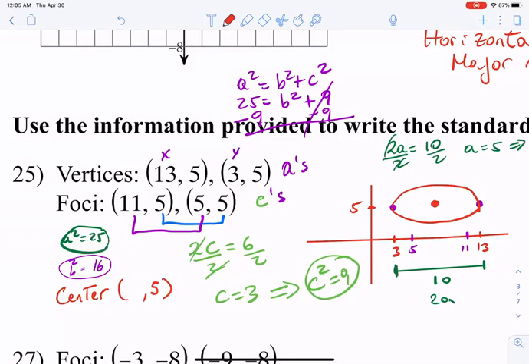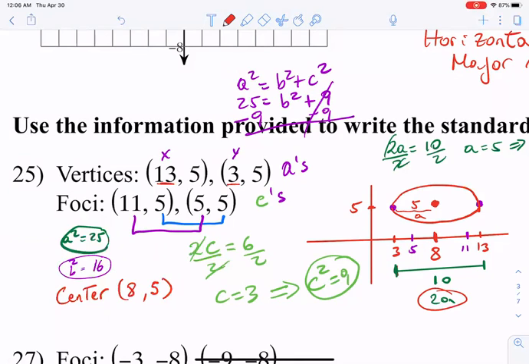So from 3 to 13, the distance is 10. So if you count 5, that would be the midpoint. If I divide that 10 by half, I'm gonna be 5 units away. So this value is a. So if this is 2a, this value is a, which is 5. So that means that I need to count from 3, 5 units. So I'm gonna end up at 8. So this is the value of h.